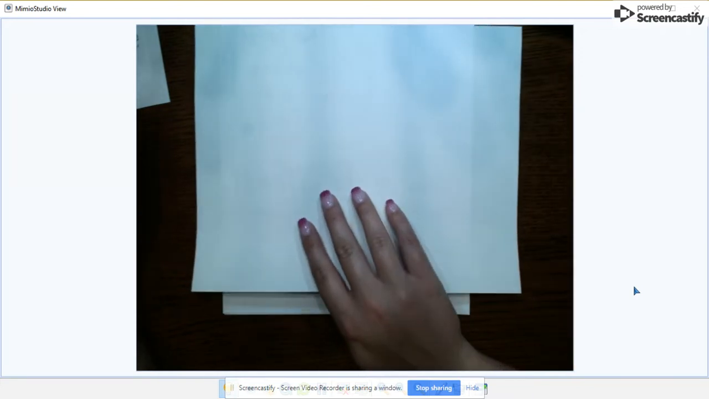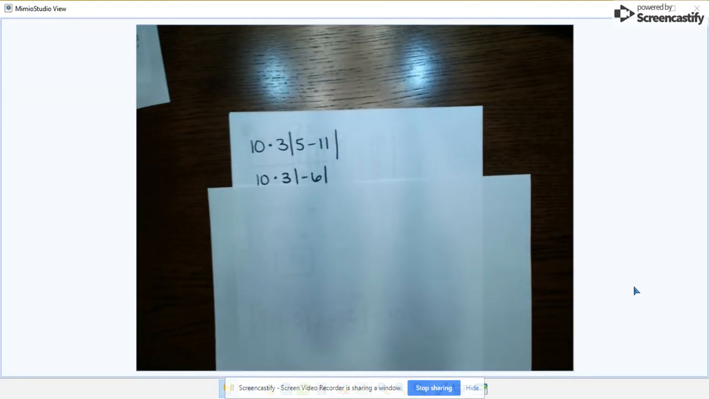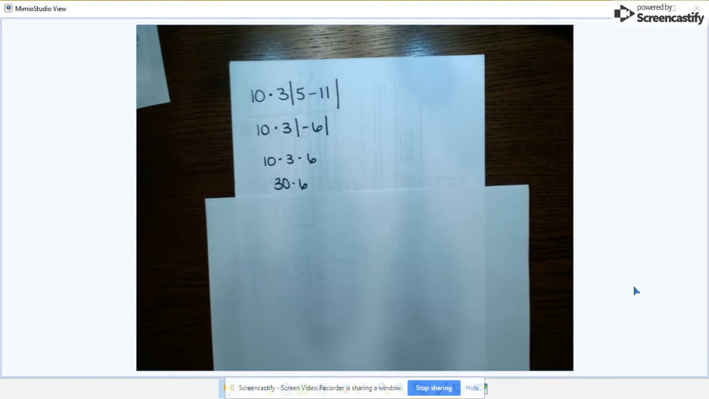Here's another absolute value problem. Simplify inside those absolute value bars gives us 10 times 3 times the absolute value of -6. Simplifying absolute value gives us 10 times 3 times 6, and then order of operations says just multiply left to right now, so we have 10 times 3 times 6, which gives us 180.